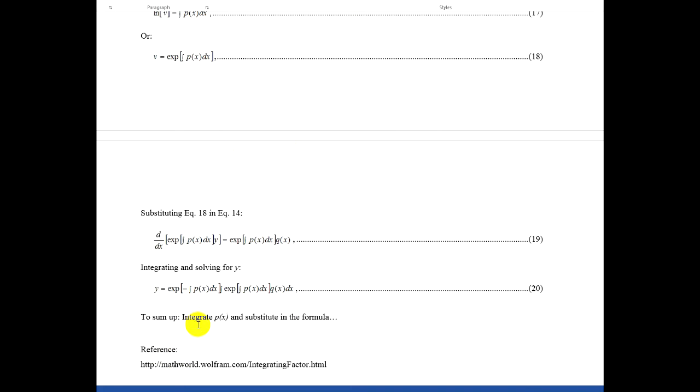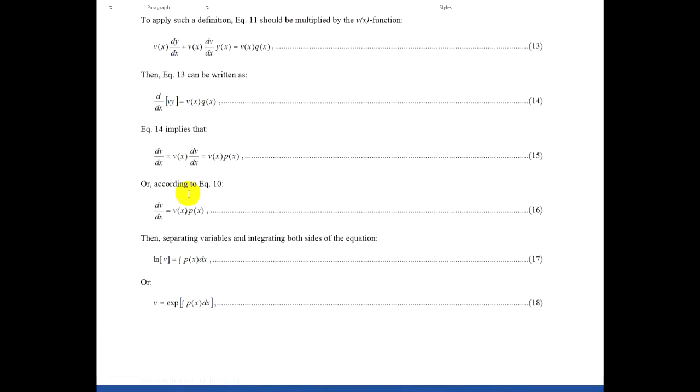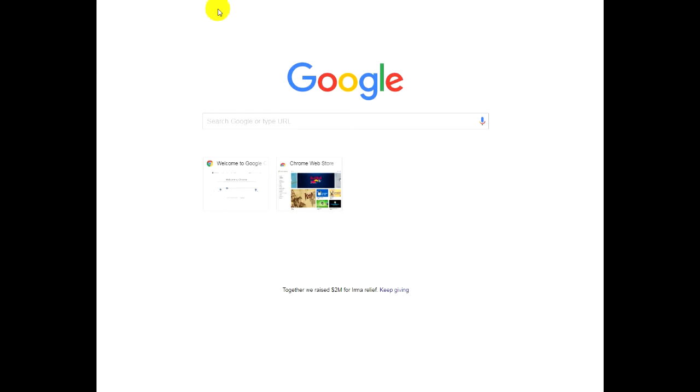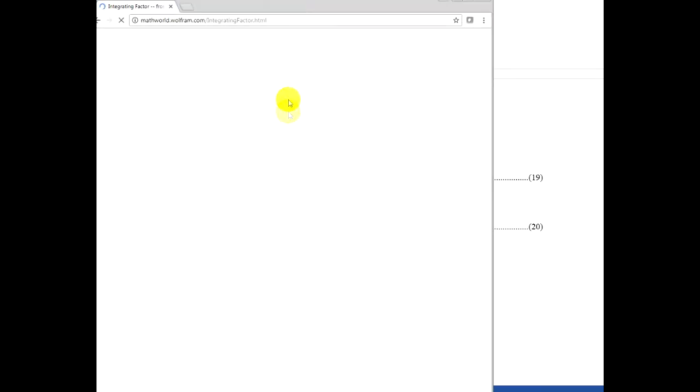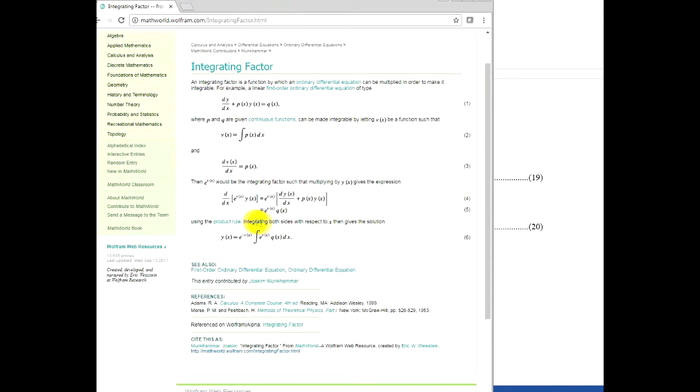So basically, to apply this method, we only have to integrate this term and substitute in the formula here, and that's it. Following this, you may need to integrate by parts in order to get the general solution. If you go to the internet, you see probably a nicer version of this. Right? So this is basically the solution. Okay?